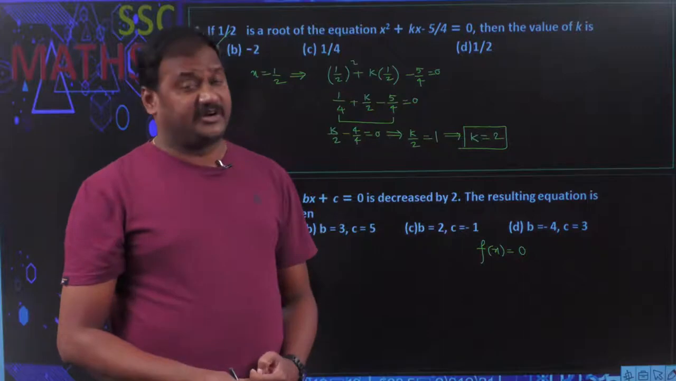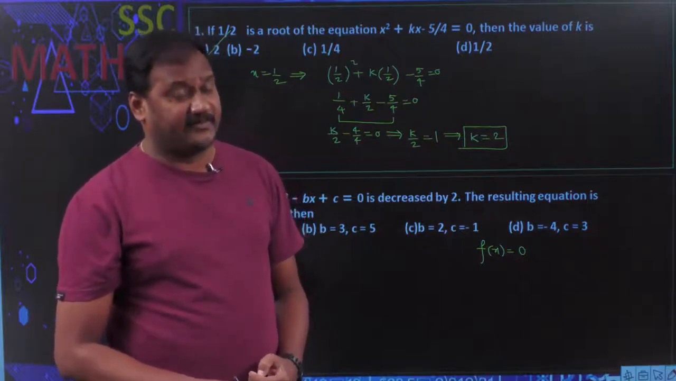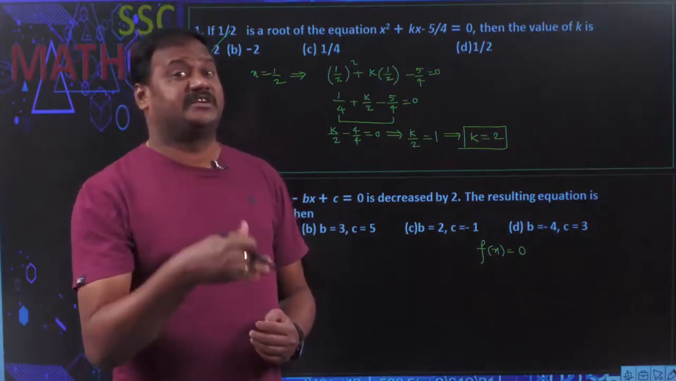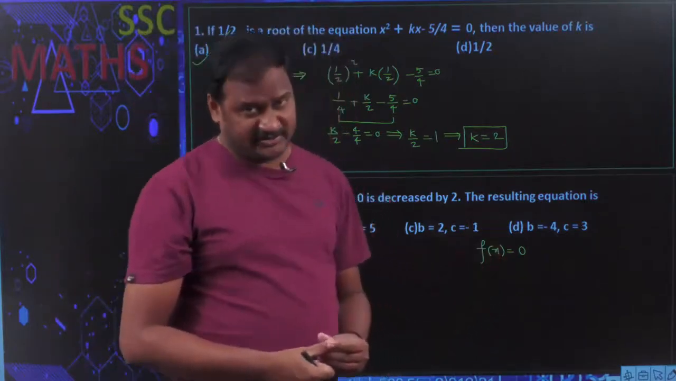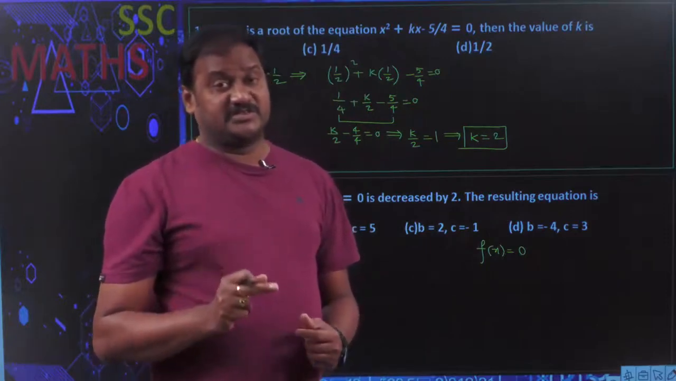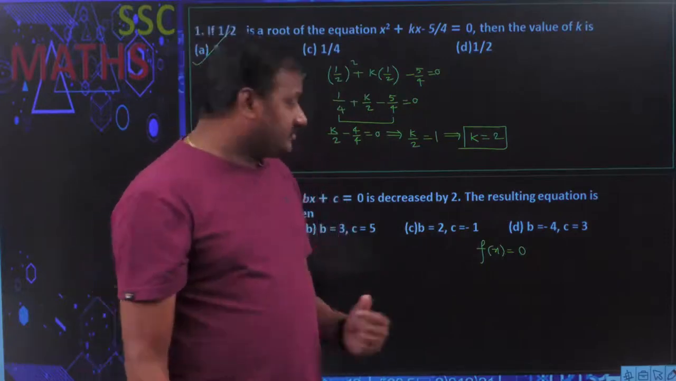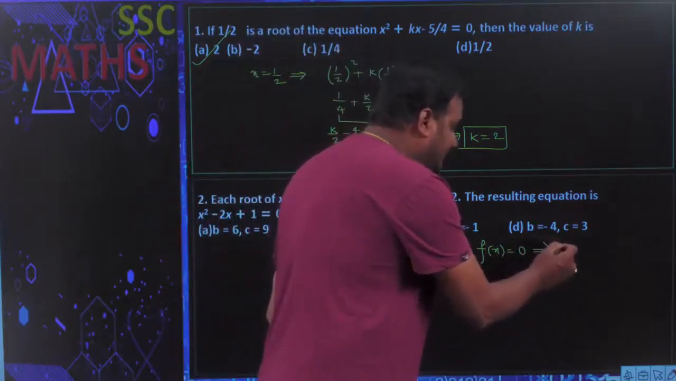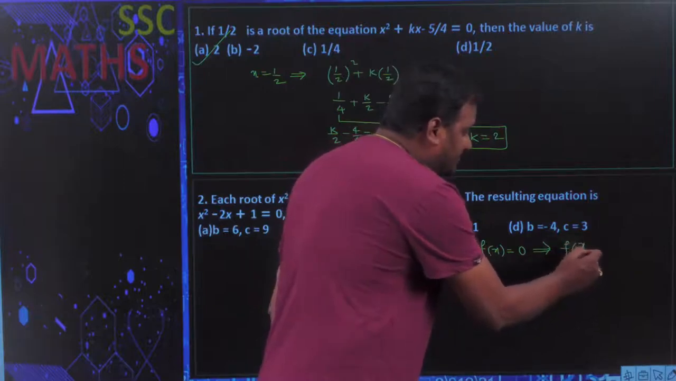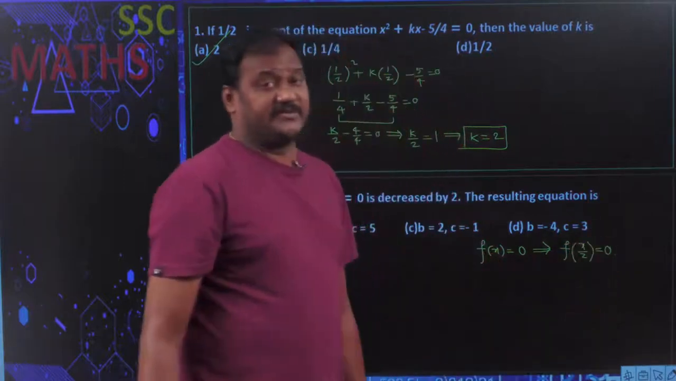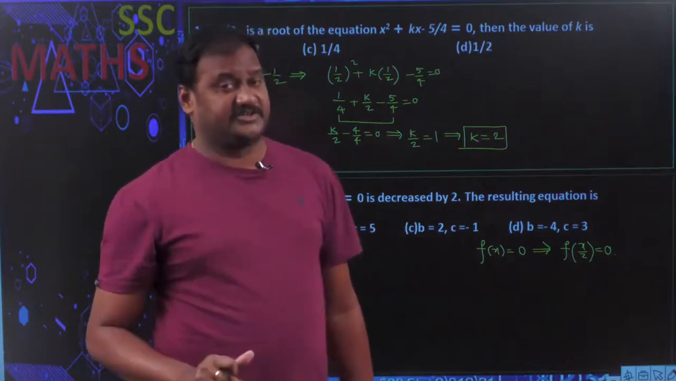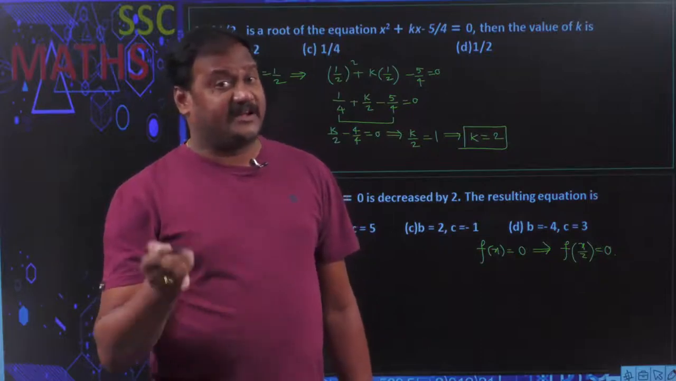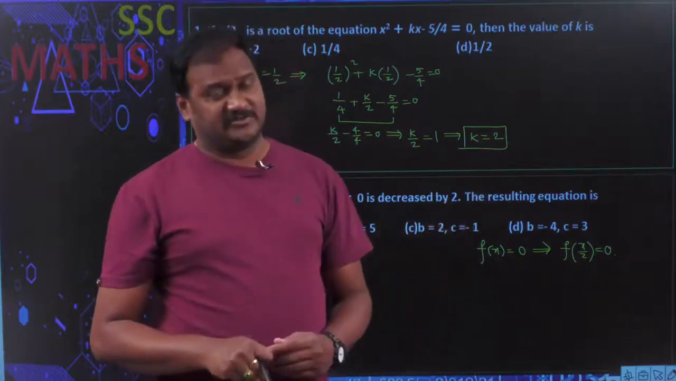Now, to get a quadratic equation whose roots are multiplied by 2 that of the roots of the equation f of x is equal to 0, please do remember these 4 points. Whose roots are multiplied by 2 that of the roots of f of x is equal to 0, the new quadratic equation so obtained is f of x by 2 is equal to 0. F of x by 2 is equal to 0 is the quadratic equation so obtained whose roots are multiplied by 2 that of the roots of f of x is equal to 0.